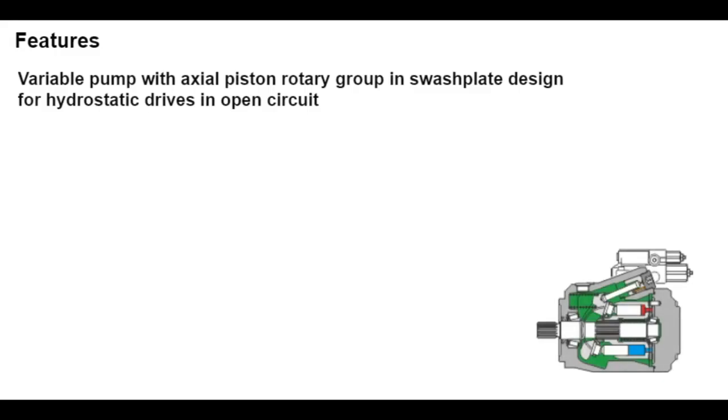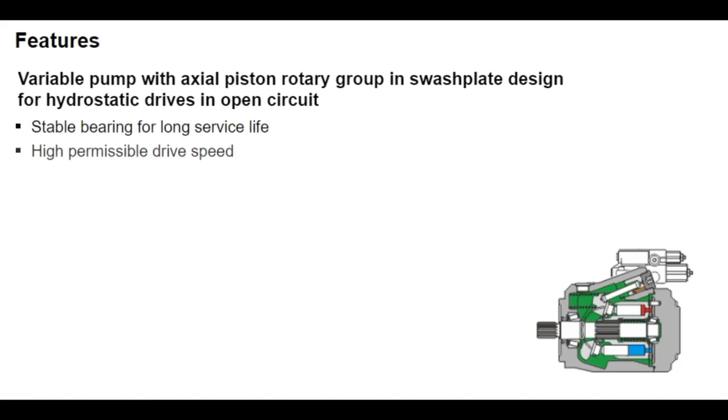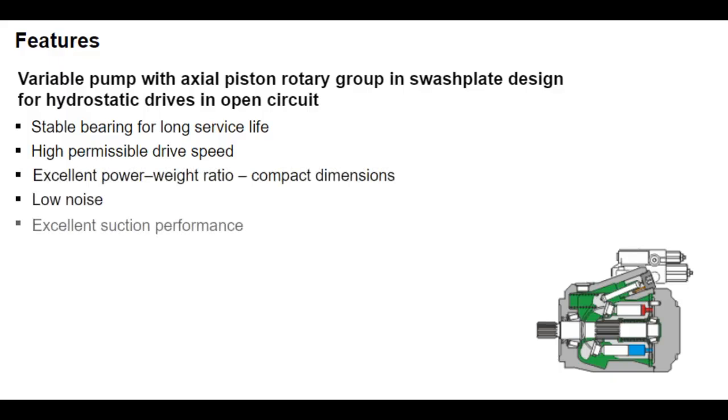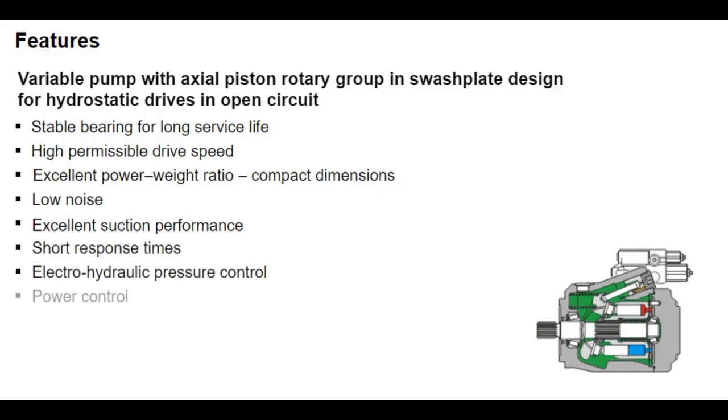The A10VO variable pump is specially designed for medium-pressure, open-circuit mobile applications. Stable bearings ensure long service life. An excellent power-to-weight ratio and small dimensions allow for high drive speeds. Short regulating times and good suctioning performance reduce noise when running. Various control devices are available depending on requirements.